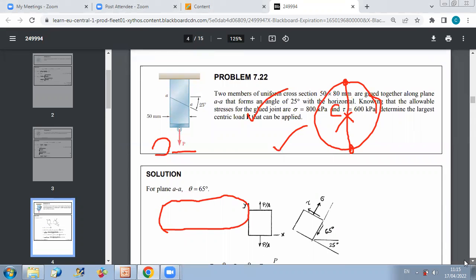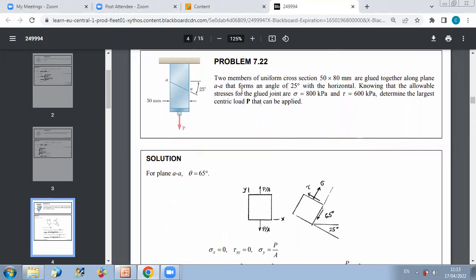Another problem: we have two members of uniform cross section, 50 times 80 millimeters, that are glued together along a plane AA that forms an angle of 25 degrees with the horizontal. Knowing that the allowable stresses for the glued joint are sigma equal to 800 kilopascal and tau equal to 600 kilopascal, determine the largest centric load P that can be applied.